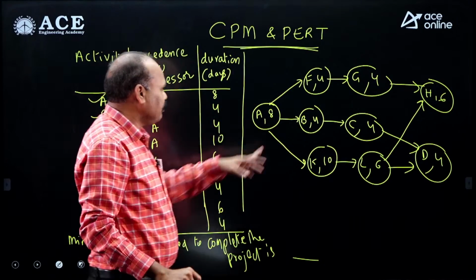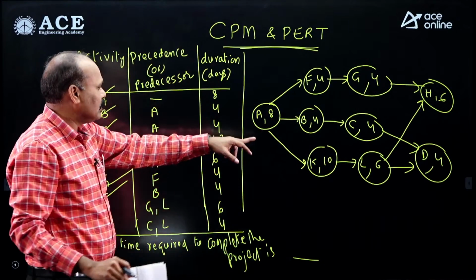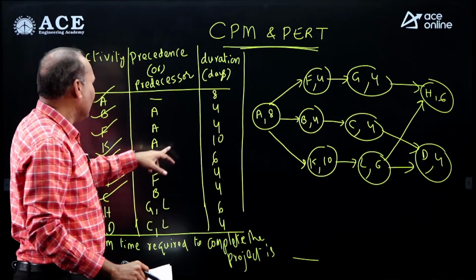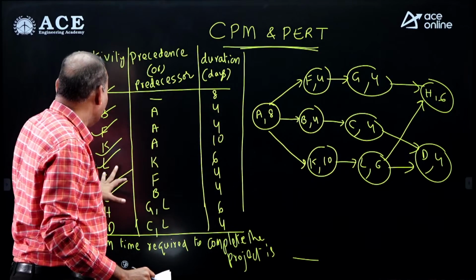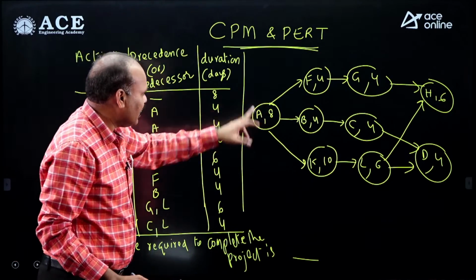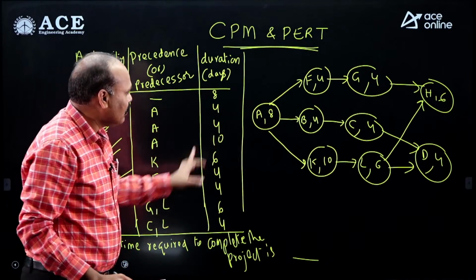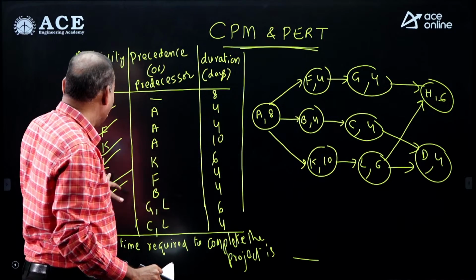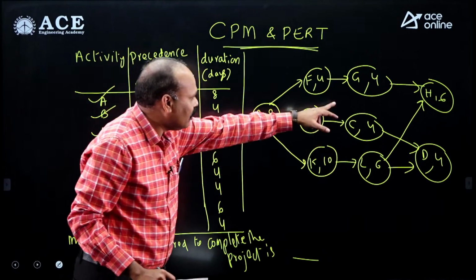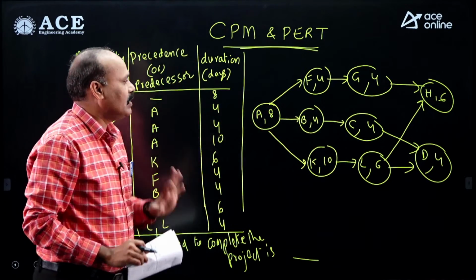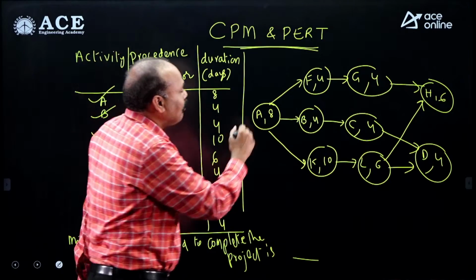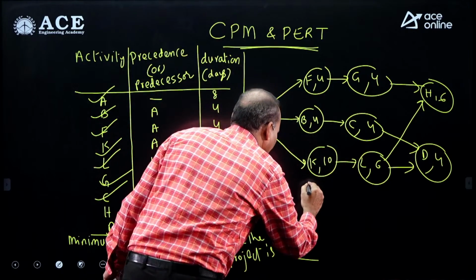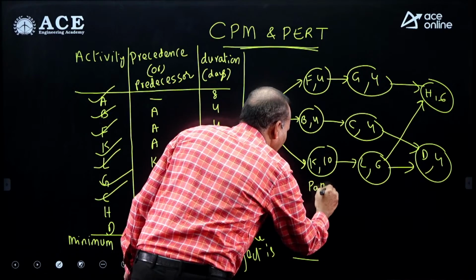A has no condition, B after A, F after A, K after A, G after F, C after B, L after K, H after G, L, and D after C, L. So everything is fine. Then take the paths. What are the paths in this diagram? Path and duration.